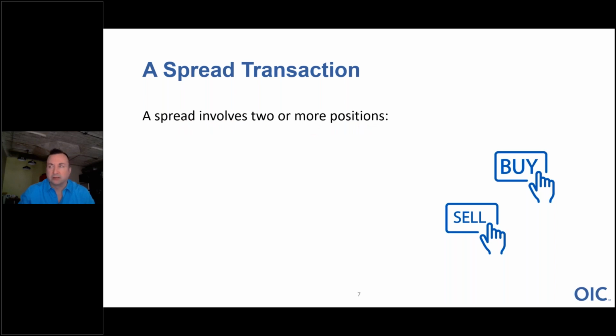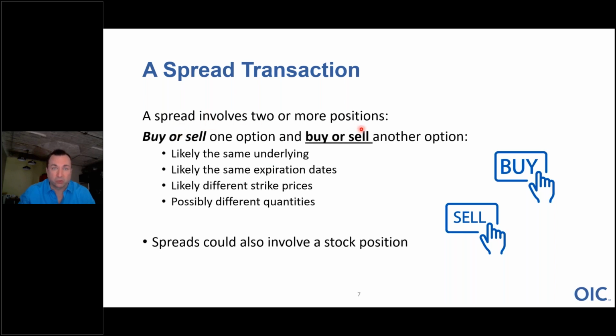I've heard some market professionals say that an options spread involves at least two options. You're buying or selling one, you're buying or selling another. Now, I learned that a spread could be one option versus a stock position. Think about covered calls and protective puts, for example, stock versus an option. I consider that a spread as well. But regarding options, we're focused on two different options here today: buy or sell one, buy or sell another.